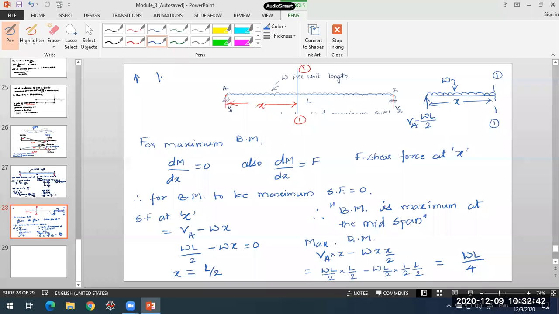So the sign convention we already had for shear force, this is the sign convention, positive. For bending moment, this is the sign convention. Recall this sign convention, positive: left side clockwise moment, VA into X, left side clockwise moment, so plus VA into X. Due to UDL, W into X by 2. The entire resultant of UDL, W into X, will act exactly at the center of this UDL. So W into X by 2. So this will be the value of maximum bending moment. Is that clear?